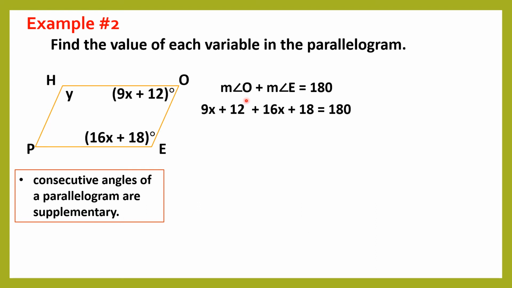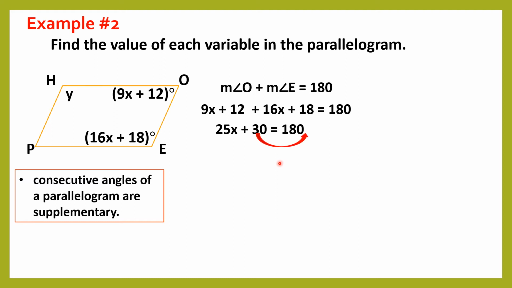So substitution lang tayo. So for angle O, that is 9x plus 12. Angle E, that is 16x plus 18. Is equal to 180. And then we're going to combine similar terms. Similar terms, 9x and 16x, 12 and 18. So we will have now 25x kasi 9x plus 16x, that is 25x. 12 plus 18, that is 30, is equal to 180.